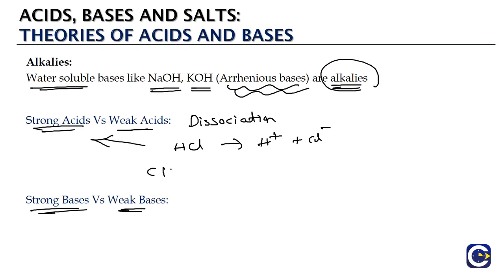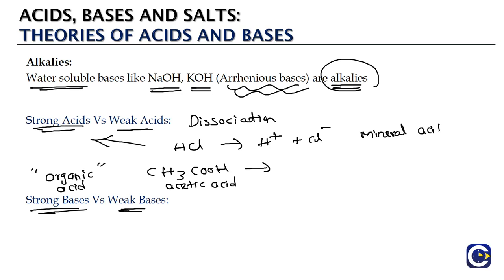Whereas acetic acid, CH3COOH, is an organic acid. We will see that later. Acids like HCl we call mineral acids, since they are prepared from minerals. Acetic acid, when dissolved in water, also undergoes dissociation, but this is not complete dissociation.